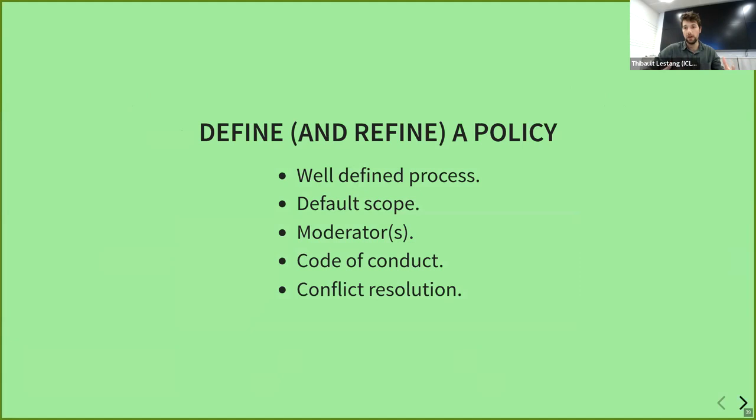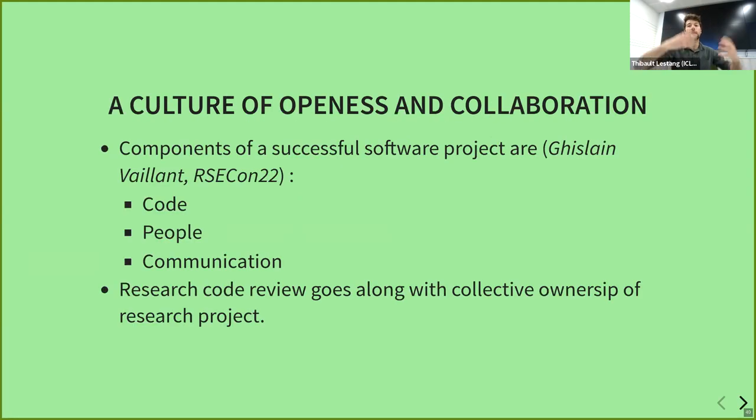And so maybe a way to reach this is to, as a group, at a higher level, try and think about a policy that would be refined and reviewed progressively as you go. Define the scope, moderators, conflict resolution, code of conduct. And so if we zoom out, code review is about setting up and then fostering a culture of openness and collaboration about software engineering in research.